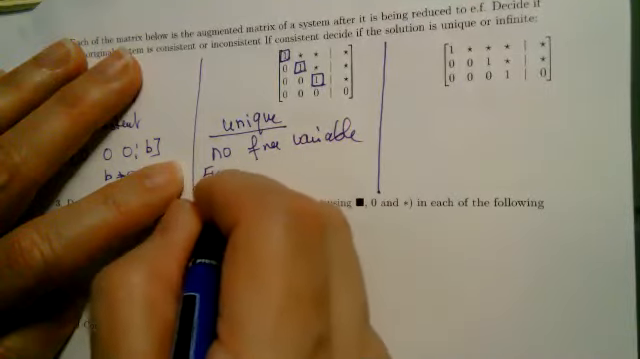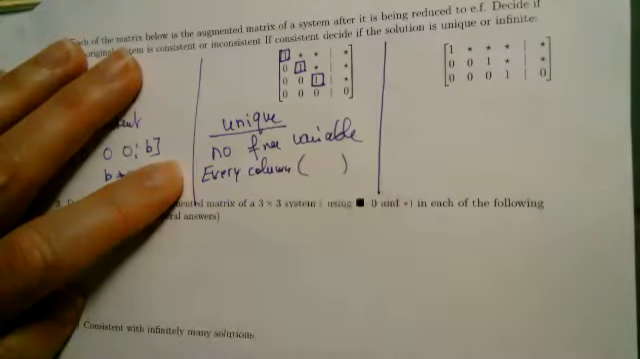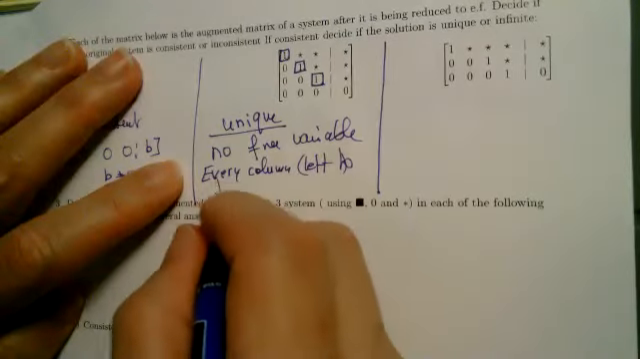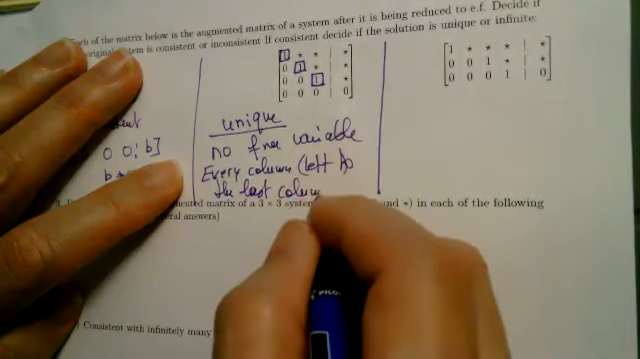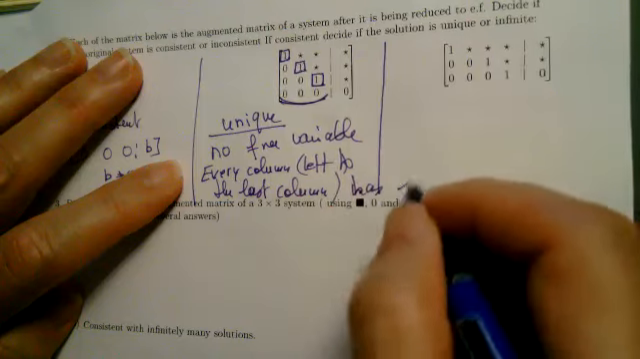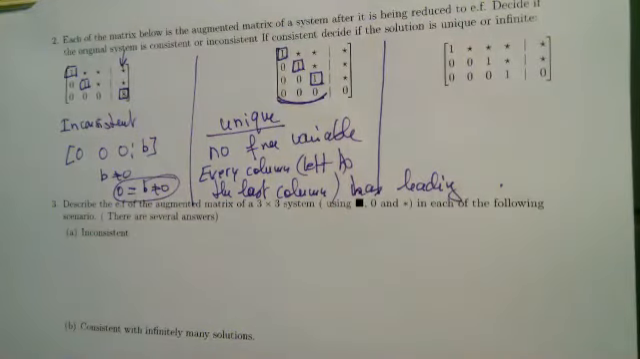Every column left to the last one, left to the last column, has a leading. So every column left to the last one has a leading entry. Okay. So immediately by looking at it.